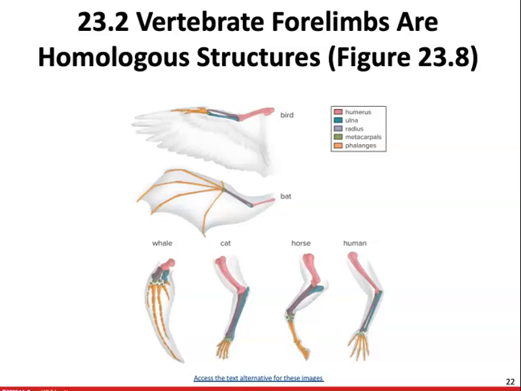So this slide is going to review homologous structures. So here we have the bird and the bat. Their wings are both constructed for flight. However, the anatomy of them is very different.